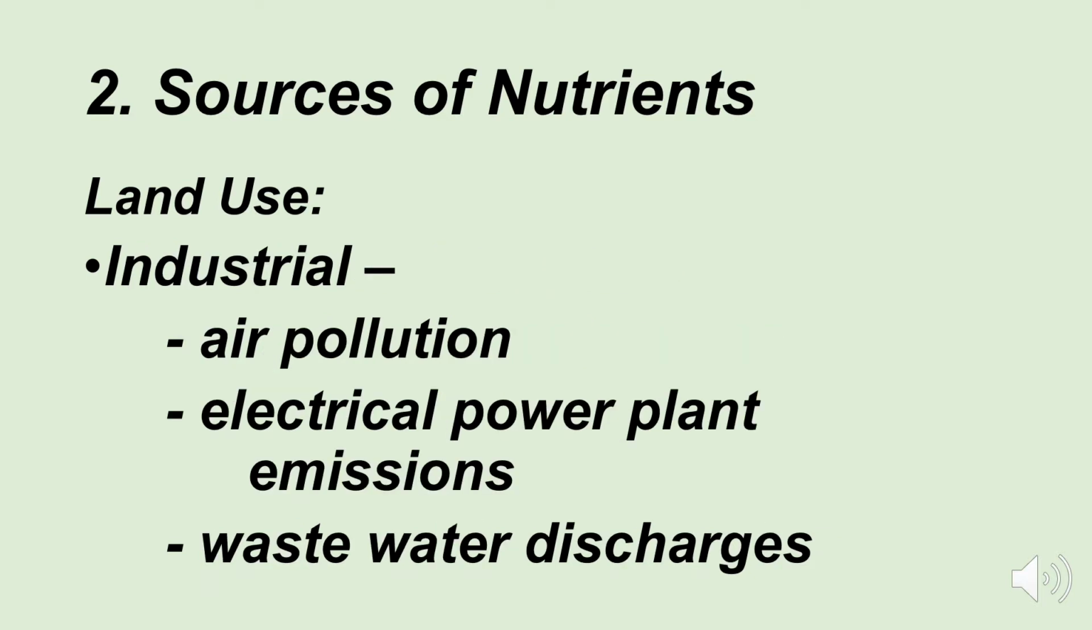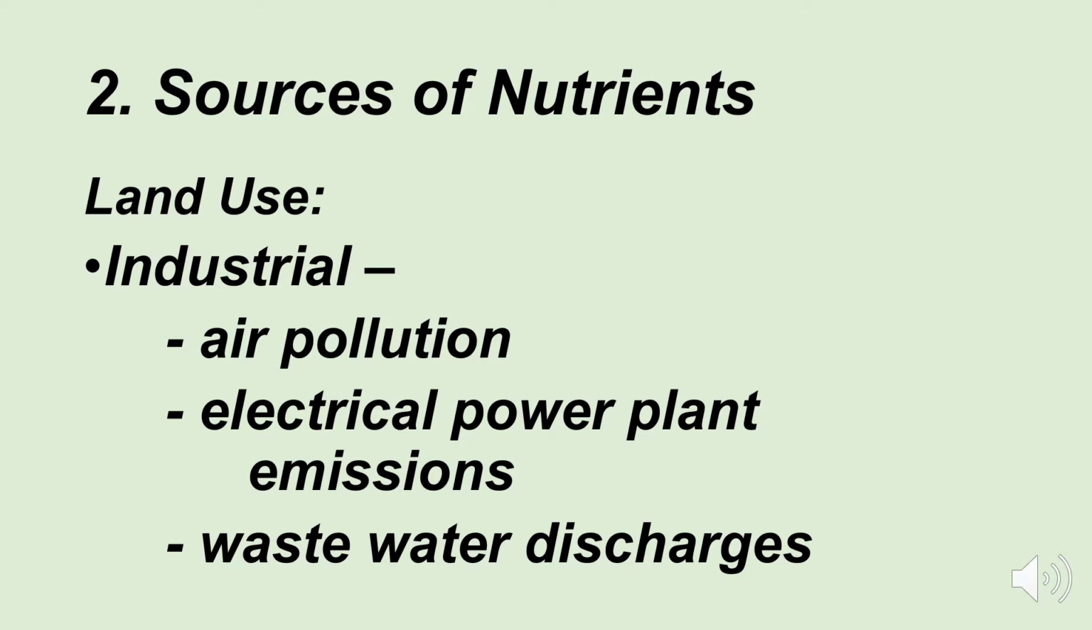Also, when we talk about industry, industry is not immune to causing surface pollution. Air pollution. Nitrogen is a component of air pollution. Electrical power plant emissions put some nitrogen in the environment. And any wastewater discharges are also problems. So there's lots of sources of nutrients that cause pollution in bodies of water. Our problem is it's very hard to control those emissions.